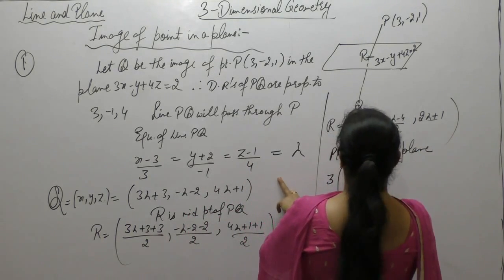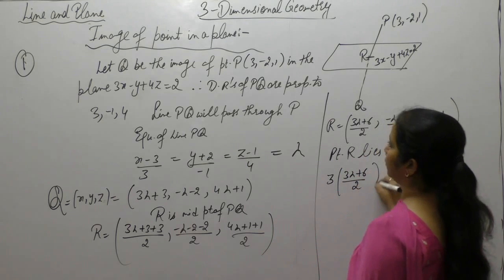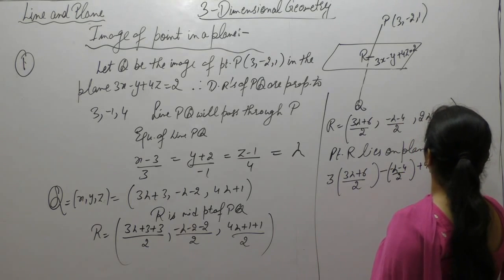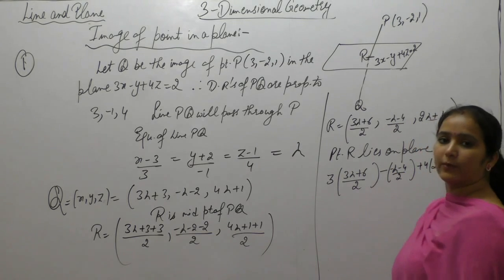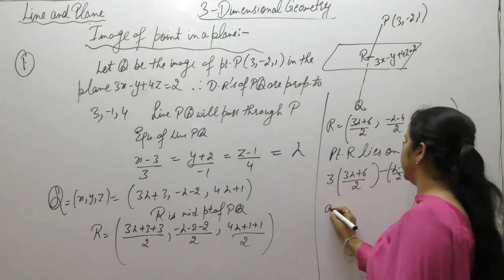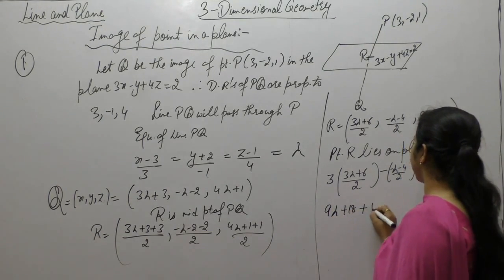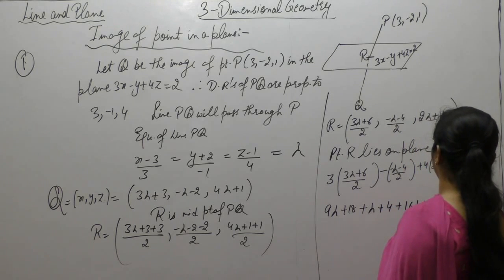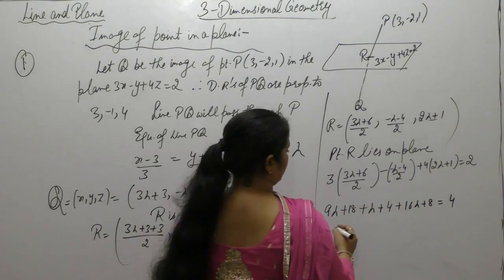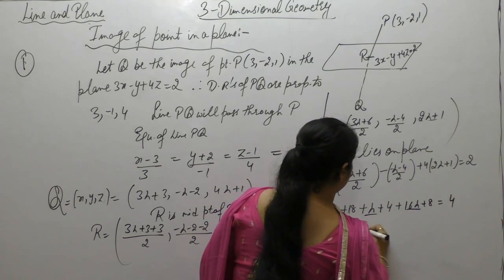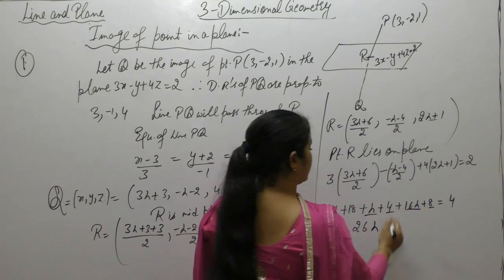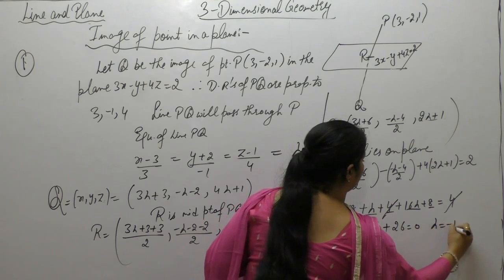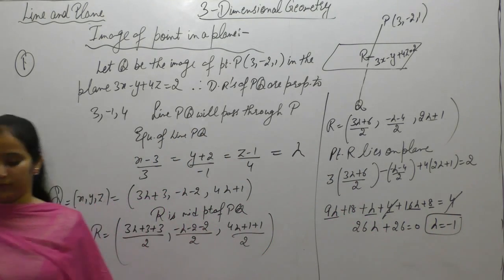put this value in 3x - y + 4z = 2, with 3x as 3(3 lambda + 6)/2. From here we will find the value of lambda. 3 into 3, 3 into 6, minus minus plus lambda plus 4 into 4, 8 into 2, 8 into 1. 2 goes on the right hand side, 2 into 2. The 4 will be cancelled here, 18 plus 8. From here we get lambda as -1.